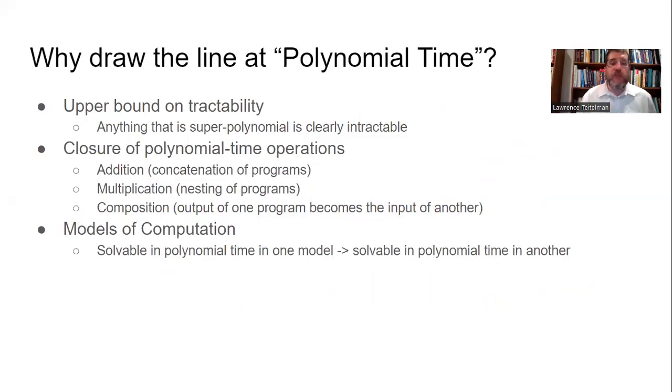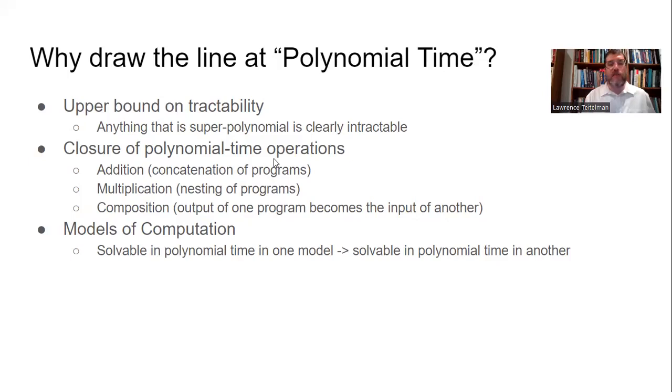Here are a few reasons. Number one, it's an upper bound on tractability. What do I mean by that? It means that if it's more than polynomial, it's out of the picture. It's clearly intractable. It doesn't mean that every polynomial time is practically tractable, but it does mean that if it's more than that, just forget about it. It's not going to work unless there's a really teeny tiny input. Number two is the closure of polynomial time operations.